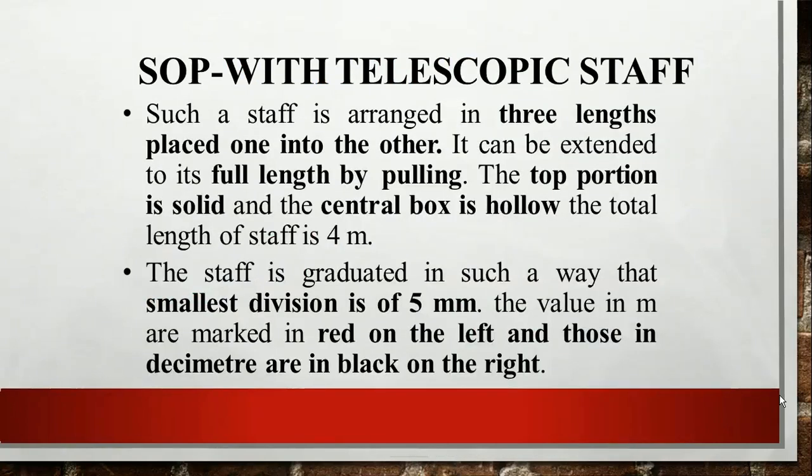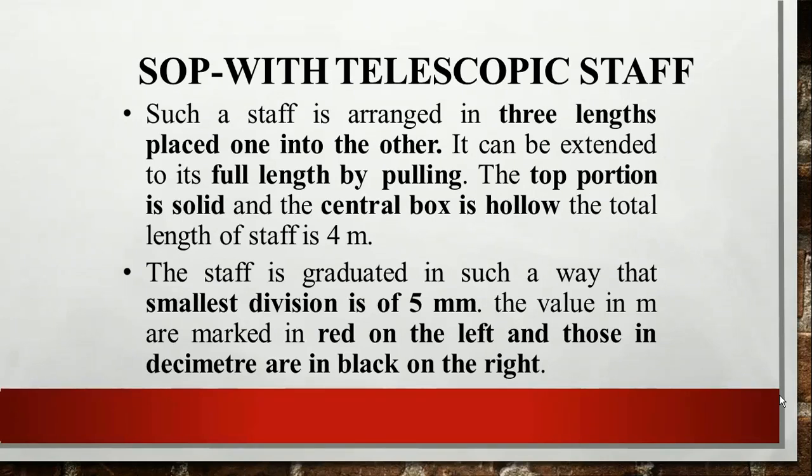Next one is the telescopic staff. Such a staff is arranged in three lengths placed one into another. It can be extended to its full length by pulling. The top portion is solid and the central box is hollow. The total length of the staff is 4 meters, and the staff is graduated in such a way that the smallest division is 5 mm.